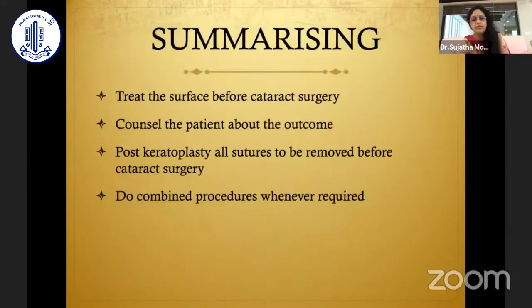And to summarize, treat the ocular surface before cataract surgery, and counsel the patient about the outcome. Post-keratoplasty, removing all sutures before cataract surgery probably gives the best results, but sometimes we may not be able to do it because the cataract matures much earlier than the sutures can be removed. So we may have to still do it. We go ahead and remove the cataract and do combined procedures whenever required.